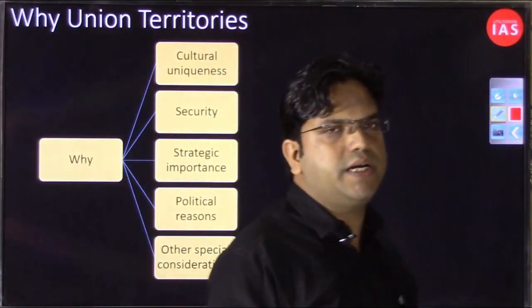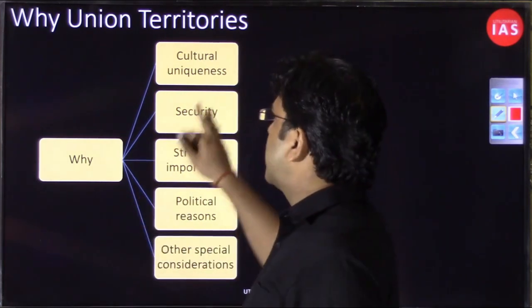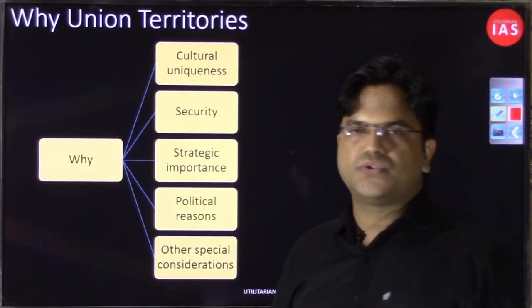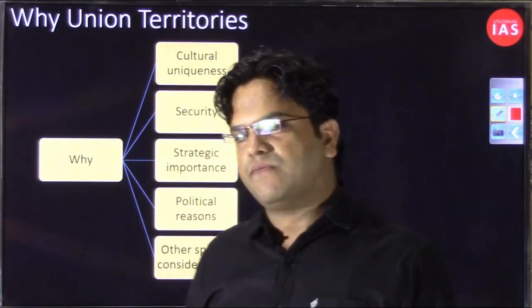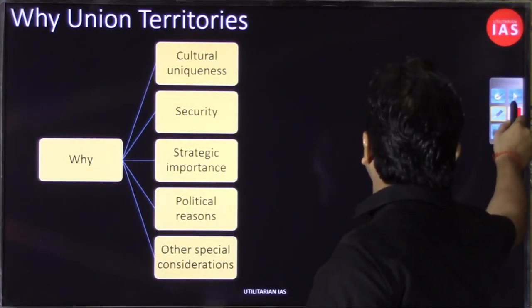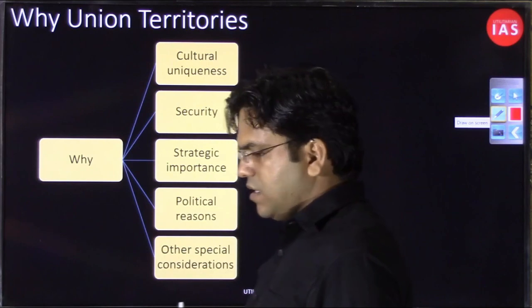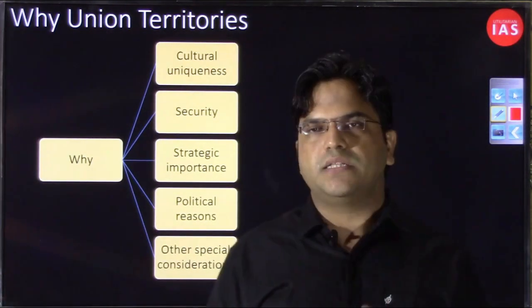And what is the justification behind the demotion of Jammu and Kashmir to a union territory? The reasons for having union territories in the Indian constitution can vary from cultural uniqueness to other special considerations. You can have security reasons, strategic reasons, political reasons. So let us try to understand the justifications behind Jammu and Kashmir's demotion and the mergers of Daman and Diu and Dadra and Nagar Haveli.